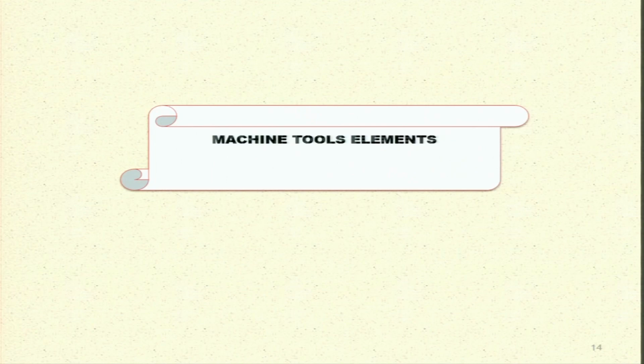Machine tool elements: abrasive water jet micromachining and abrasive water jet machining, machine tools of a system.